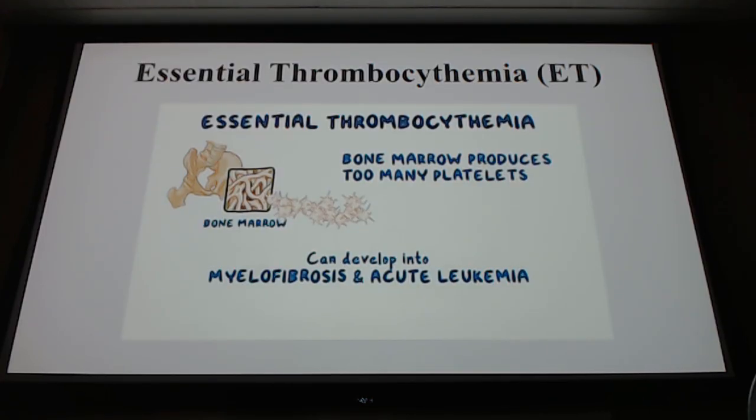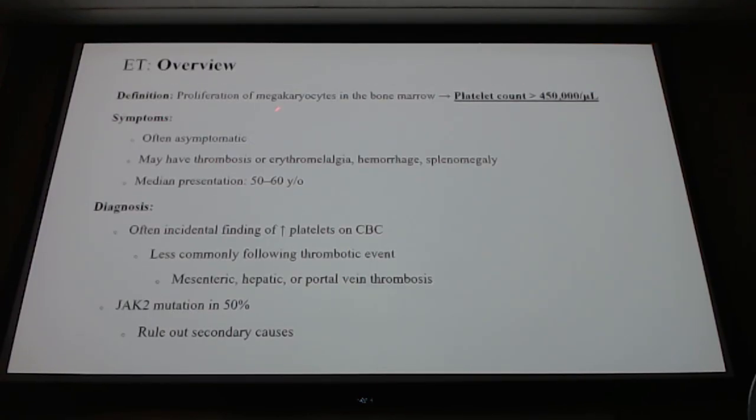Thrombocythemia, right? So this is excess platelets, too many platelets. There is proliferation of megakaryocytes in the bone marrow, and the platelet count is greater than 450, right? For ET, platelet count greater than 450 is going to be the key to the diagnosis for this disease.